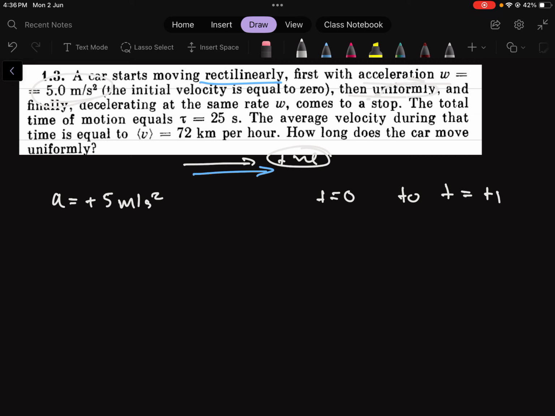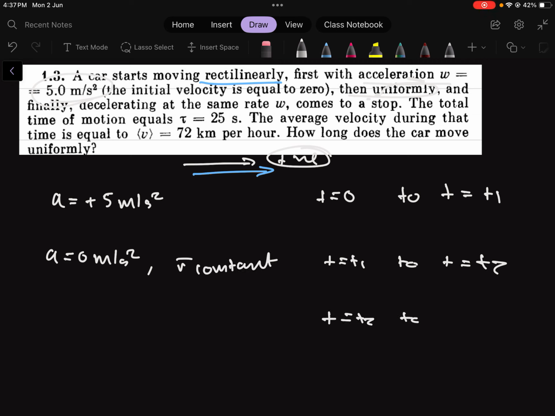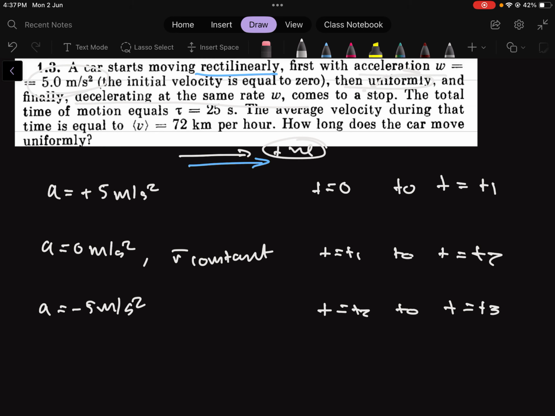Then it moves uniformly. So from t equal to t1 to t equal to t2, the car is moving uniformly. That means acceleration is 0 and velocity is constant. And then from t equal to t2 to t equal to t3, it is decelerating at the same rate omega and comes to a stop. So a is nothing but minus 5 meters per second squared. This is all that's been given in the first part of the question.